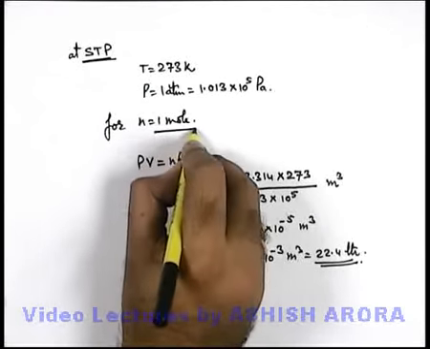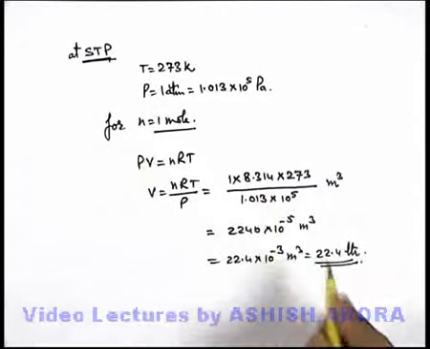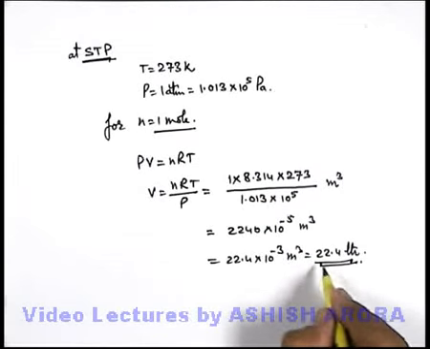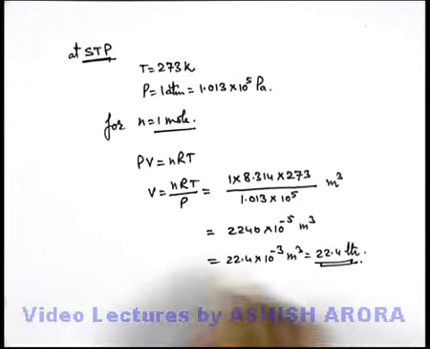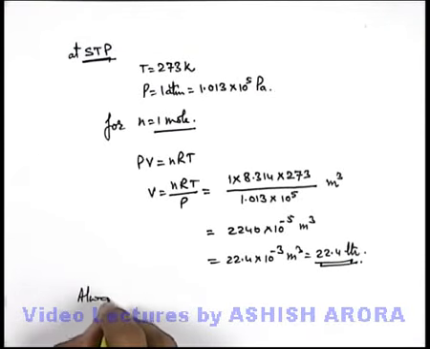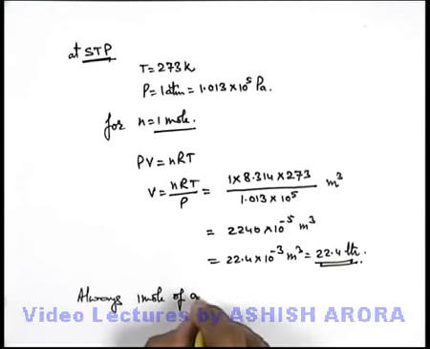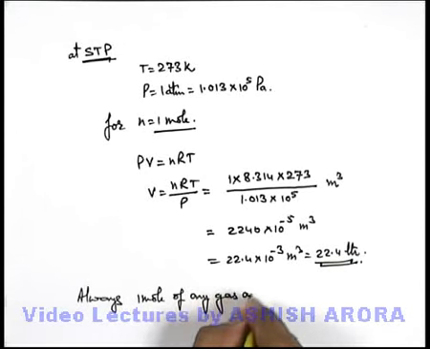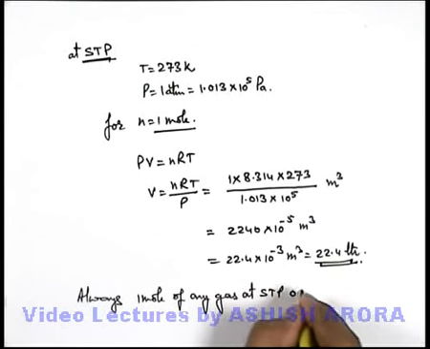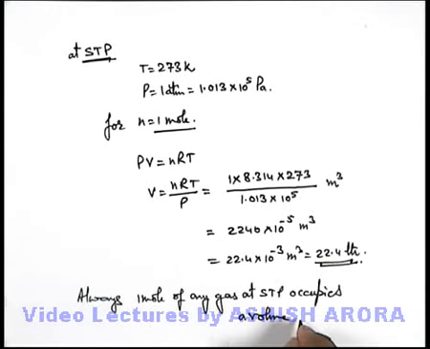This is a very important and standard result which you should keep in mind, that 1 mole of any gas at a standard temperature and pressure occupies a volume of 22.4 liter. You can also write that always 1 mole of any gas at STP occupies a volume of 22.4 liter. This is a very useful relation which is going to be used in many various kinds of concepts and numerical applications.